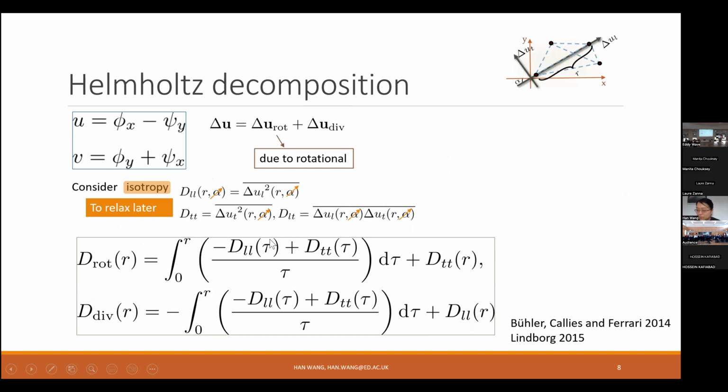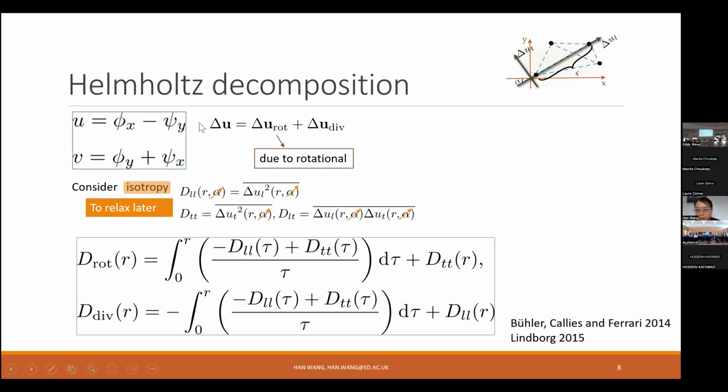And then we will do a Helmholtz decomposition onto the velocity second order structure functions. By that, we mean that following the Helmholtz decomposition theorem, the horizontal velocities can be decomposed into a part that's induced by phi, which is the potential function, and a part that's induced by psi, which is the stream function. And the potential function induces purely divergent motion, and the stream function induces purely rotational motion.